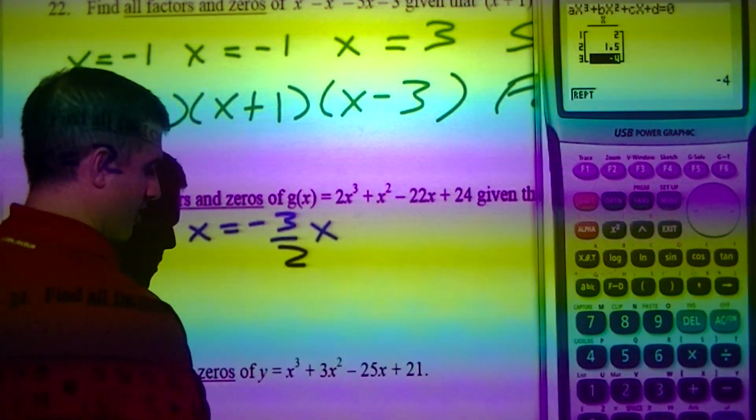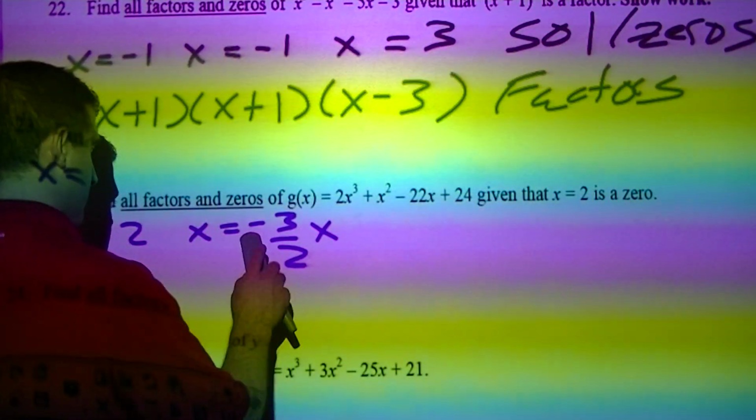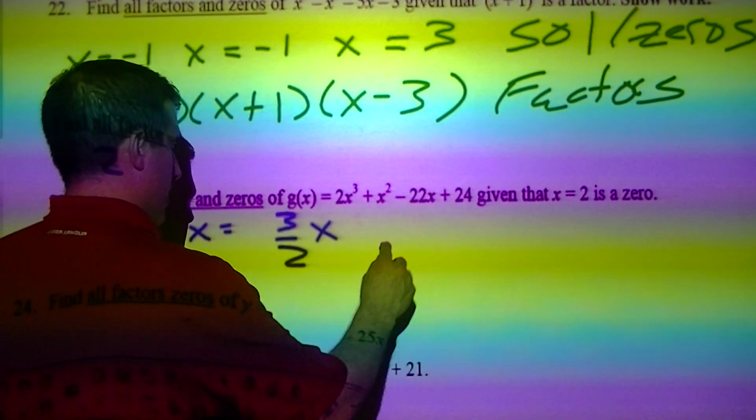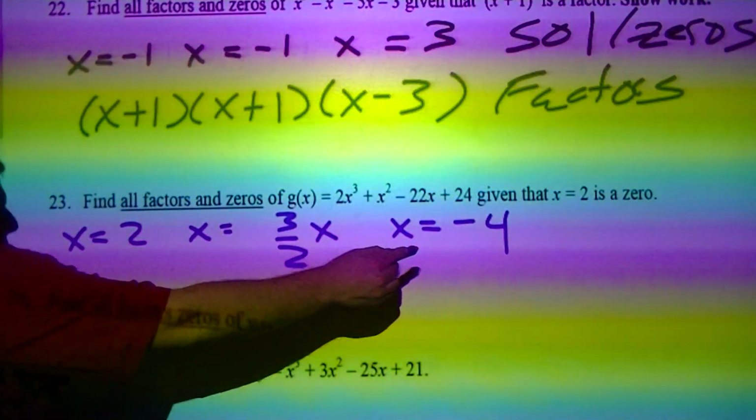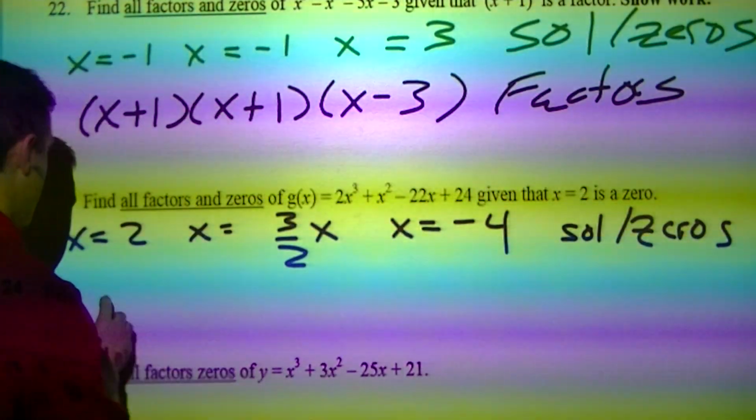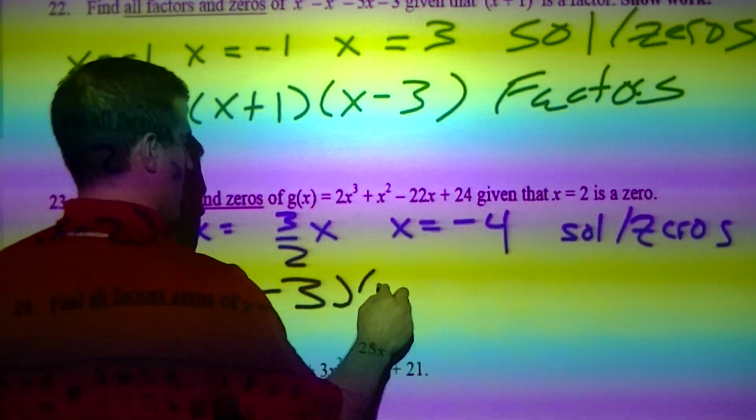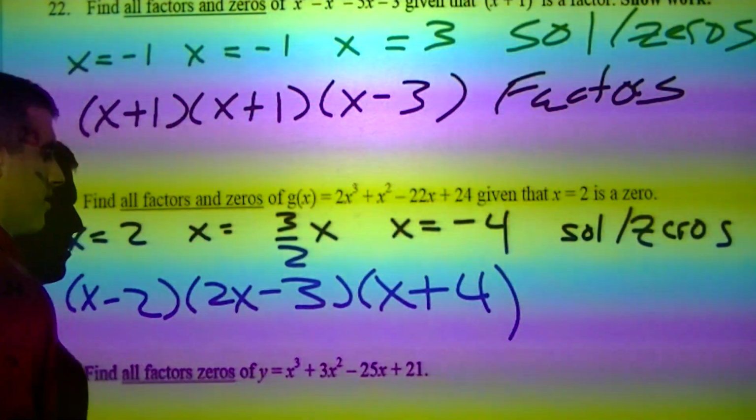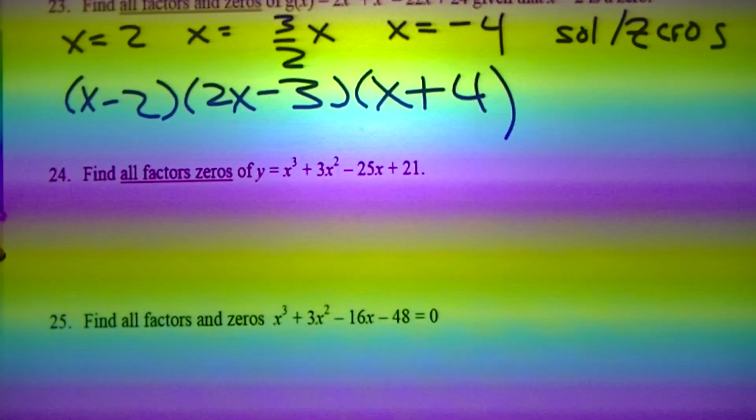This one? Alright. Positive 3 halves. Okay? Now, these are the solutions of the zeros. The factors would be x minus 2, 2x minus 3, x plus 4. Those are my factors. I found all 3. Okay?